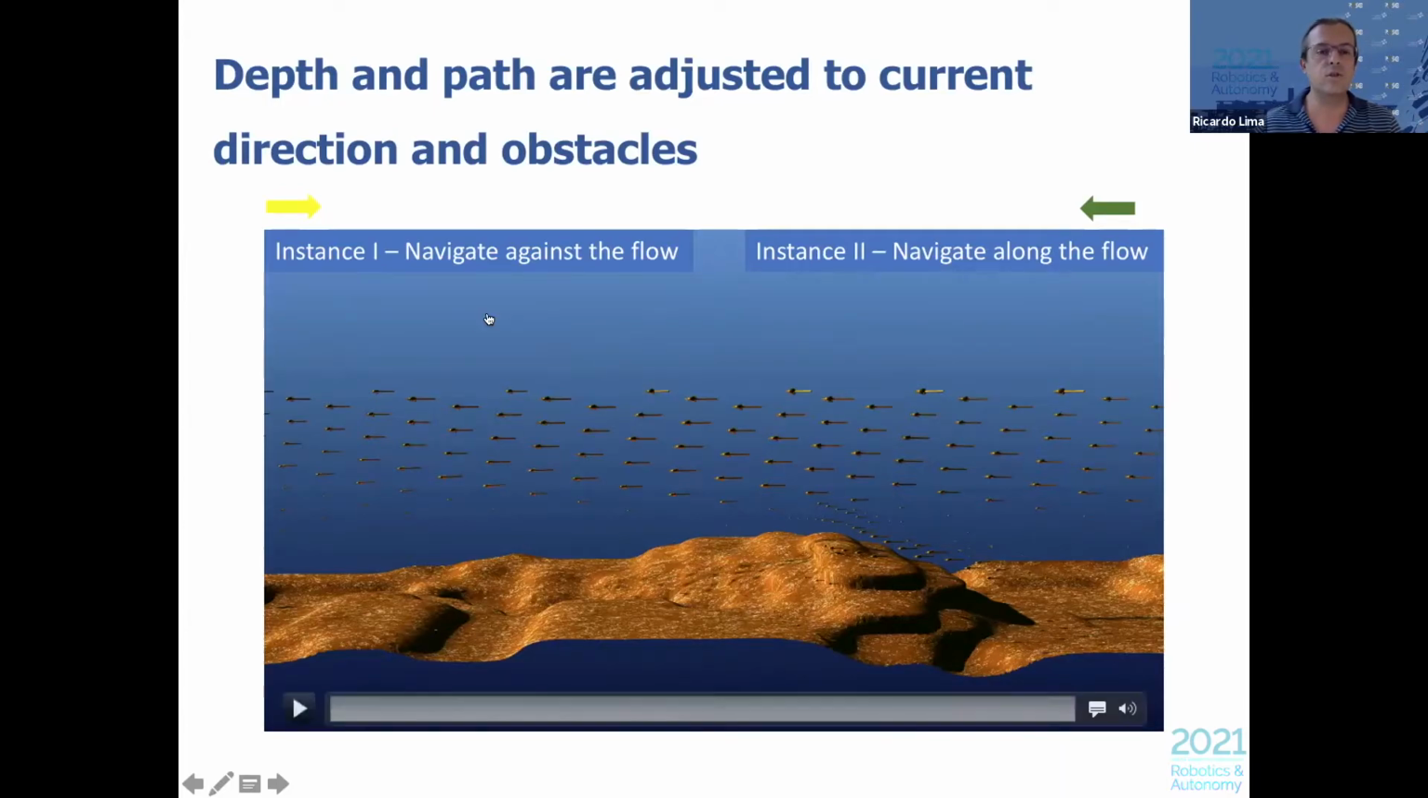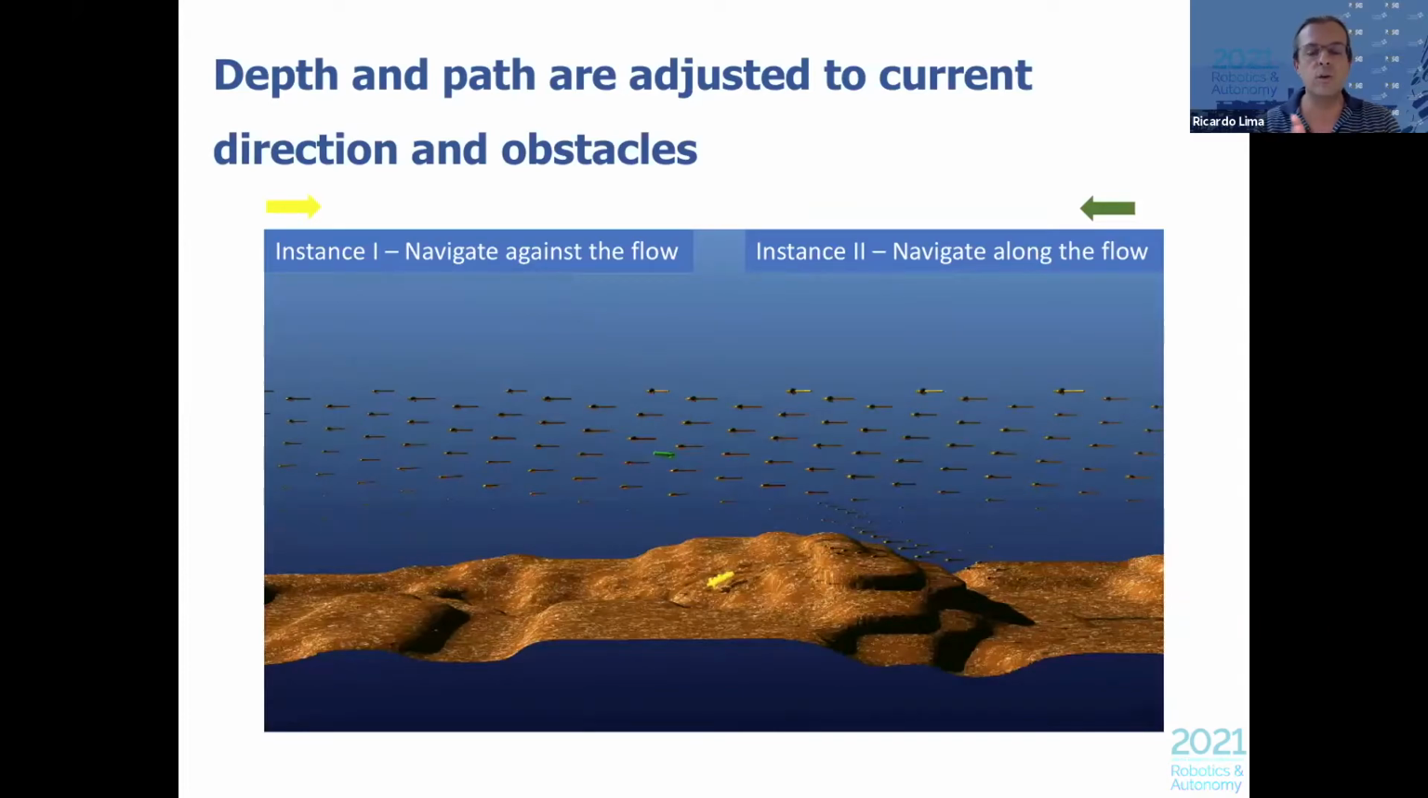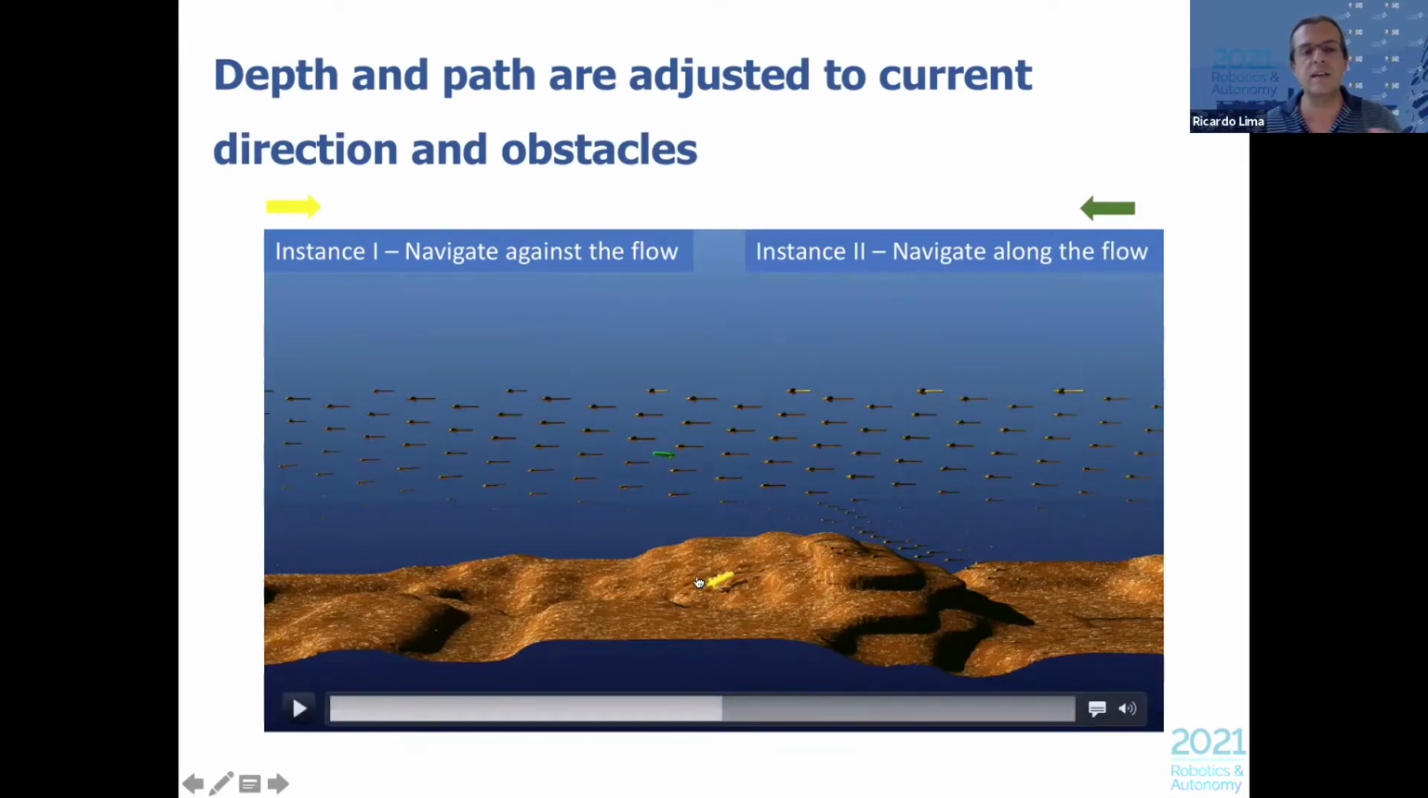What we are going to see is two AUVs that will show up here. I will stop here. We just swap the starting point and end point between them. And what you can see here in these results is the adaptation of the trajectory to the current. The yellow one is navigating against the current.